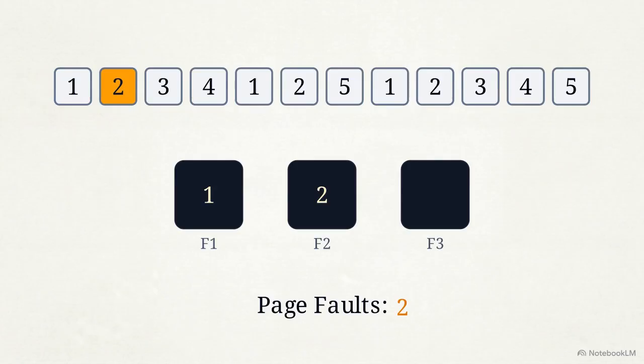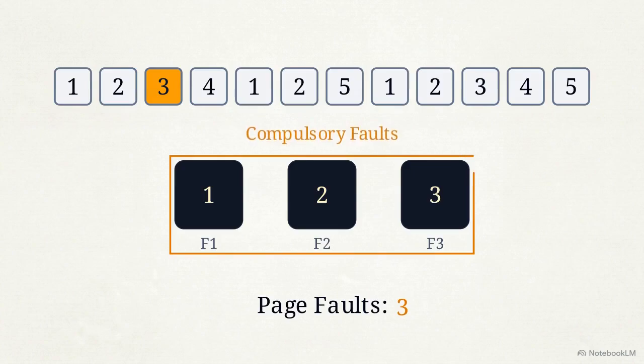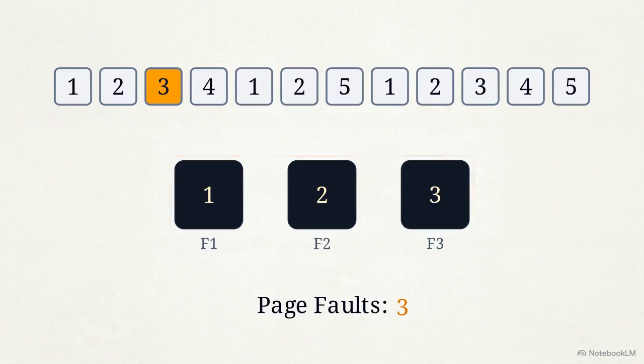The exact same logic applies to step 2. The system requests page 2, loads it into the second frame, and tallies a second fault. At step 3, page 3 enters the final available frame, generating the third fault. These initial 3 errors are classified as compulsory faults. They are an unavoidable mathematical guarantee. Before any eviction logic can even be applied, an empty memory array must be populated.